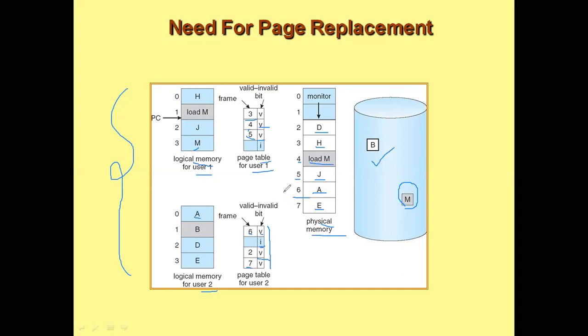Now, let us assume that physical memory is full. If user 2 wants to bring B into the main memory or physical memory, then there is no place for accommodating B because the physical memory is full. That means we need to find a victim page from the physical memory that should be replaced for this B to get into the memory. So this is the need for page replacement.